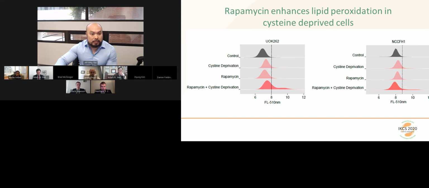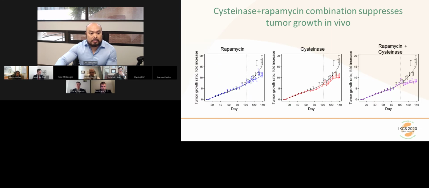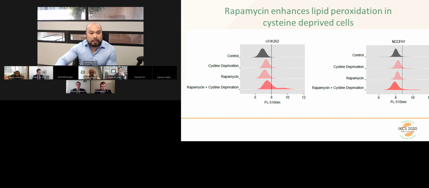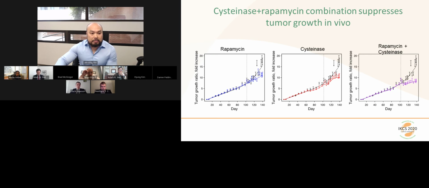So being shown over here is the combination of rapamycin and the cysteine deprivation to show increased lipid peroxidation. So in vivo, you can see rapamycin itself shows a little bit of effect, but when you do statistical testing, this is actually no different from the control, which is the black line over here. And for the cyst(e)inase alone treatment, again, this is not statistically significant, but with the combination of rapamycin and cyst(e)inase, we managed to get a stable disease.